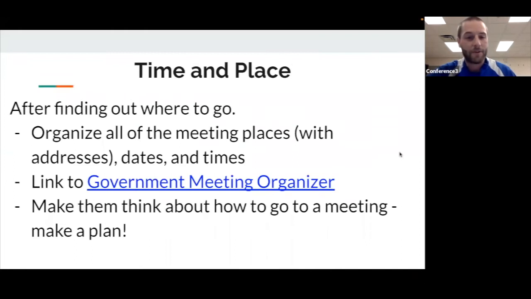So after that initial one and finding out where to go, this is the teacher part here. I have all these meeting places organized with addresses, dates, and times. And that is very useful because, again, they need to know where to show up, when to show up. Otherwise, they won't show up.